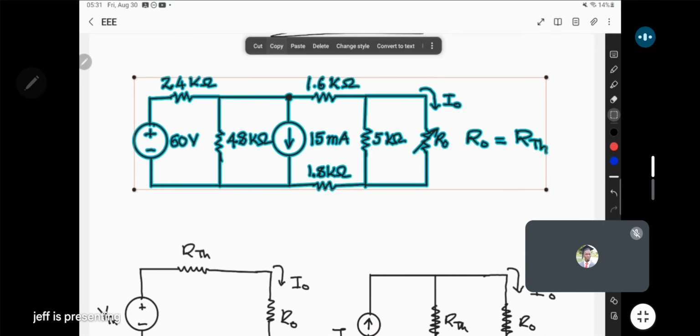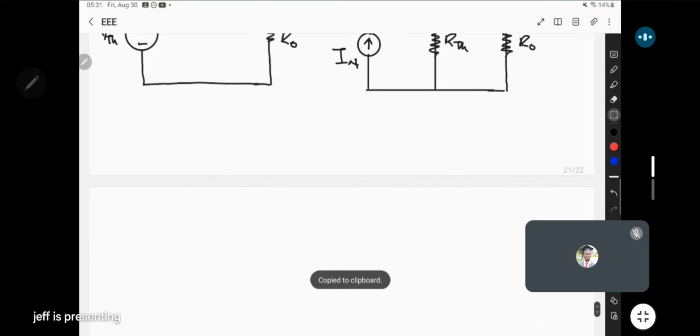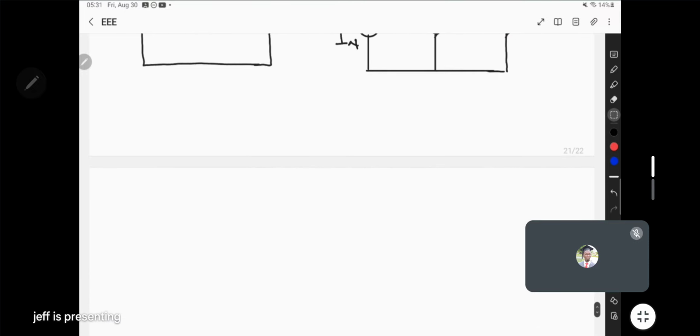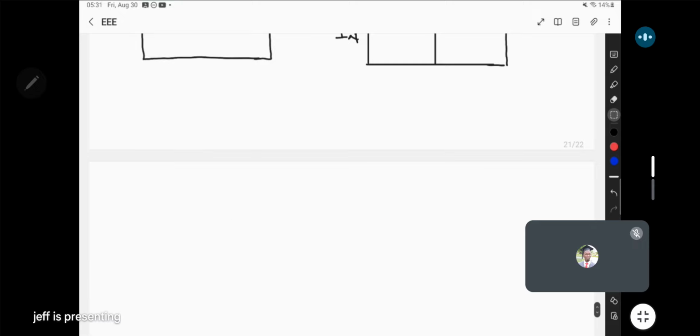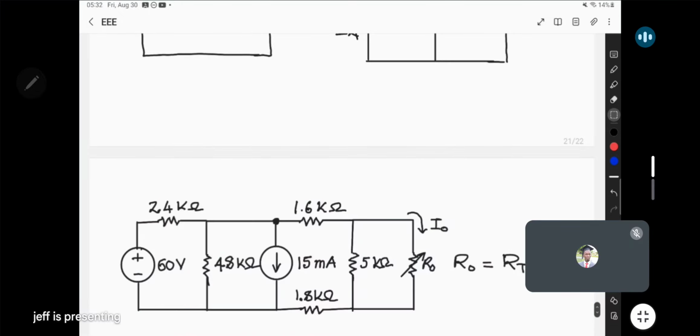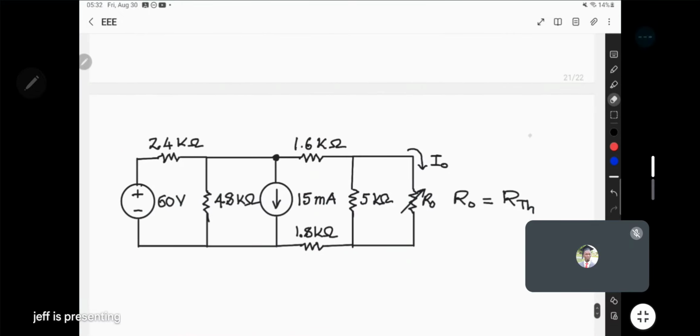But what happens when you try to use Norton's theorem here? So in Norton's theorem, the first thing that you do is you have to find the I short circuit. So short your load. Here the load is the variable resistor, so remove it and then we'll short it. So when the load is shorted, what will be the I short circuit? The current that will be passing here will be the I short circuit. The I short circuit will be equal to the I Norton.